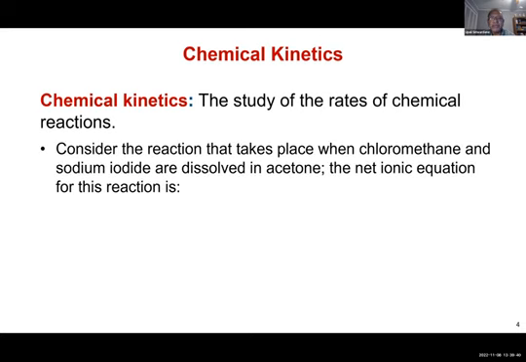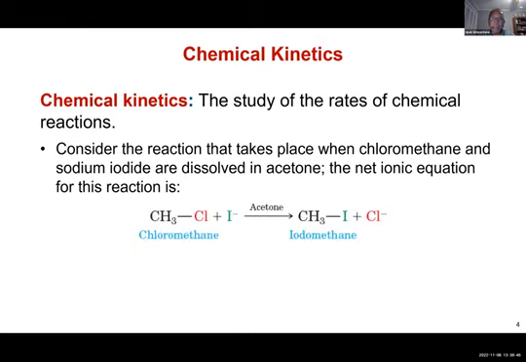If you consider a reaction that takes place as shown below, chloromethane is the first reactant, and the second reactant is iodide ion. The iodide ion replaces the chlorine in the chloromethane, and chloride ion is produced. Iodomethane is produced. It's a kind of single displacement reaction. This is one of the reactions we are going to look at.